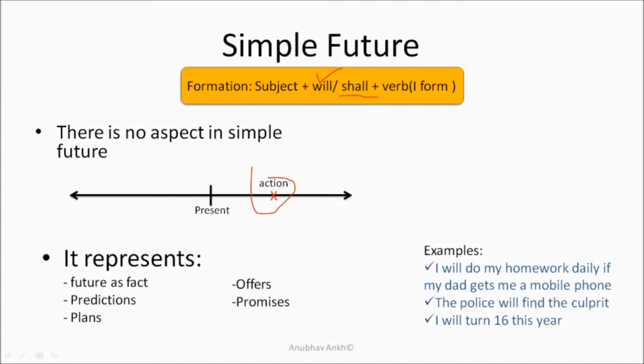The police will find the culprit. Future as a fact, prediction. Clear? I will turn 16 this year. It is also future as a fact. What is a plan? I will go to the city in the evening. Do not go out, I'm not going out. We are on a lockdown. Okay, it's just an example. Clear?